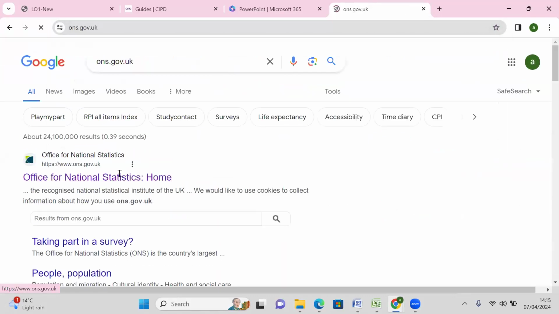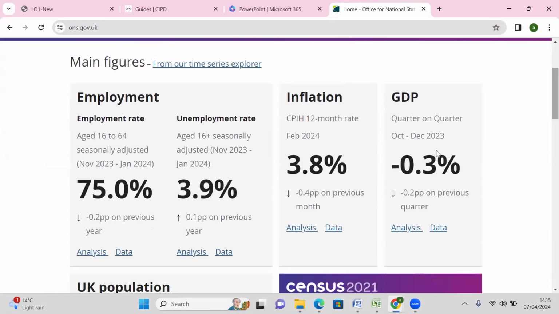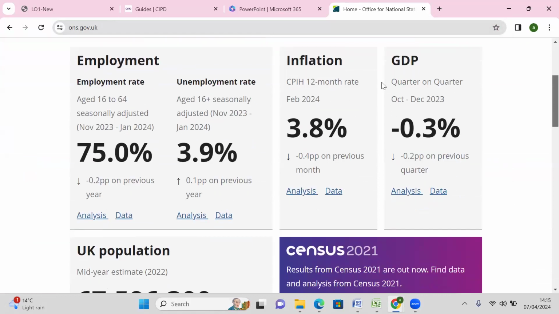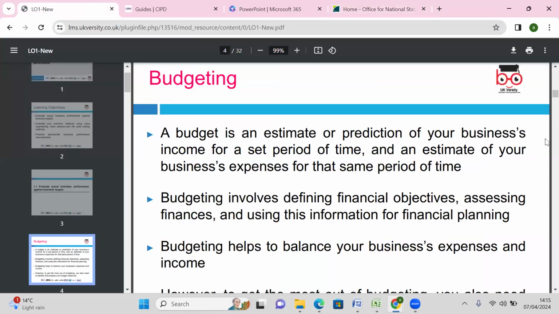Okay, so on the Office for National Statistics, look at the inflation information, GDP, employment. Yes, look at the latest one. Of course, the monetary and fiscal policy of the government is also quite good to explore and carry on looking at. That also helps. Okay, so a budget involves defining the financial objective, assessing the finances and using the information for planning. So a budget helps to balance. If we don't have a budget, we can't really measure the performance accordingly.